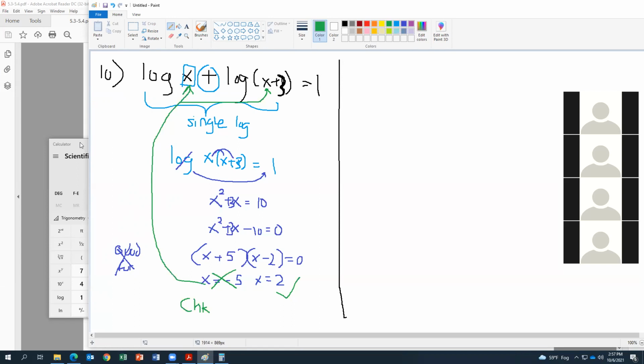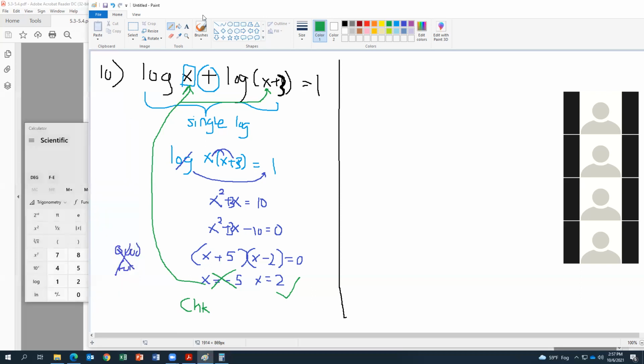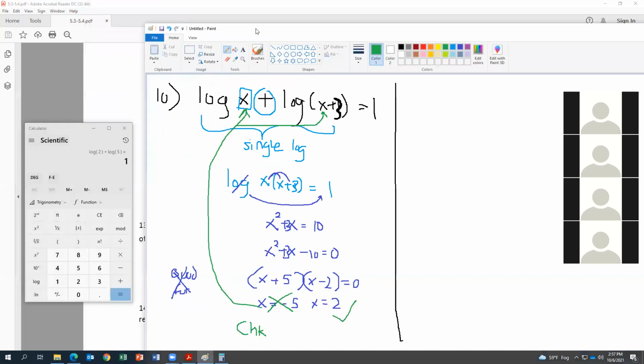And if you really want to check it, if you have time, you just do log 2 plus log 5, because your x in this case is 2. So you just type log 2 plus log 5, should be what? Should be 1. You guys all right here? So this kind of question is coming up in your test.